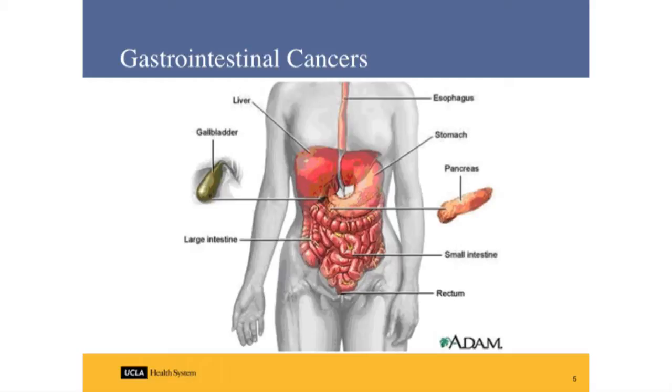Then the stomach goes into this long small intestine, which then goes into the large intestine, which you see here, and then into the rectum. So we'll be talking about colorectal cancer. And then this is the pancreas, which overlies the stomach, and it's responsible for secreting some of the digestive enzymes, as well as some hormones like insulin, which controls our blood sugar. So we'll be talking about pancreatic cancer as well.